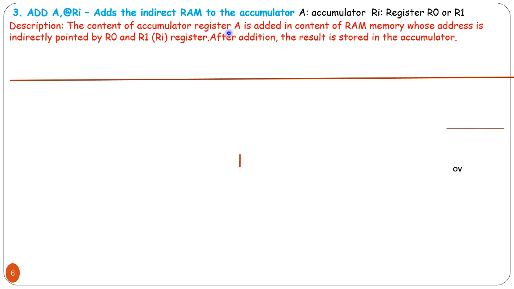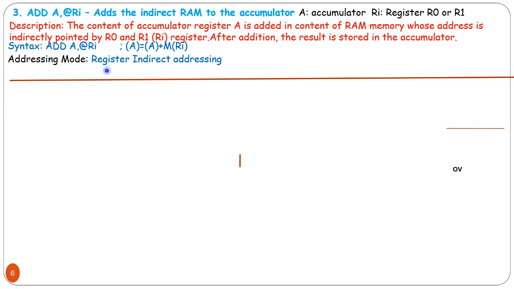The content of accumulator A is added to the content of random access memory whose address is pointed to indirectly by the R0 or R1 register. After addition, the result is stored in the accumulator. The syntax is ADD A, @Ri, where Ri indicates 0 or 1. The content of the random access memory pointed to by Ri is added to the accumulator, and the result is stored in the accumulator register. The addressing mode is register indirect addressing, and these PSW flags get changed.